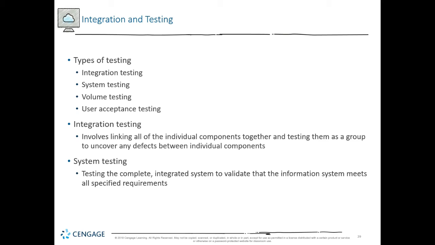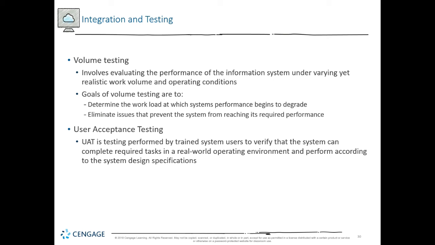Integration testing, system testing, volume testing, user acceptance testing. Integration testing involves linking all the individual components together and testing them as a group to uncover any defects between individual components. System testing: testing the complete integrated system to validate that the information system meets all specified requirements.